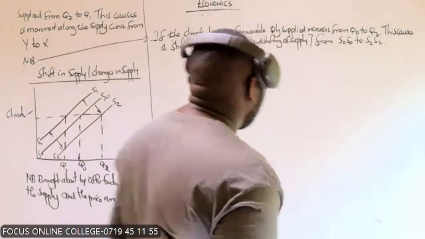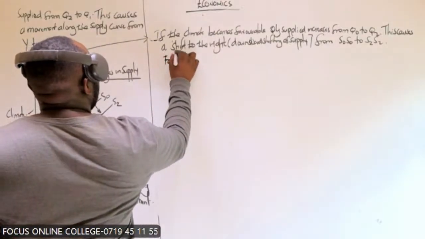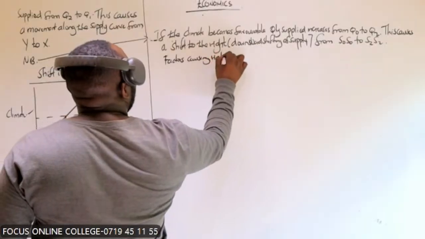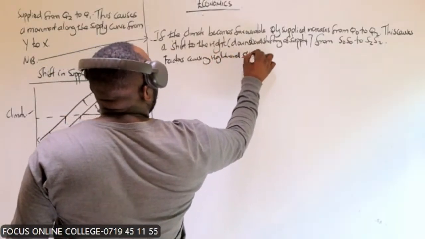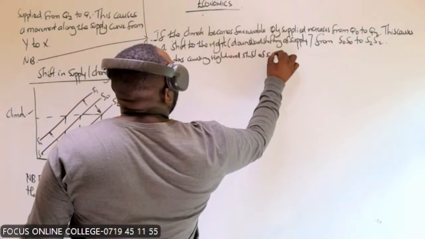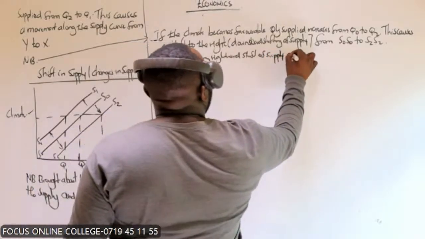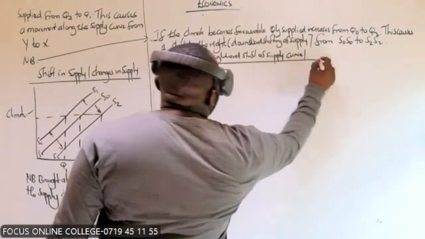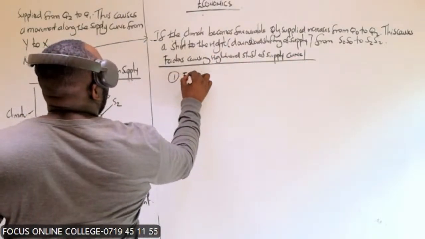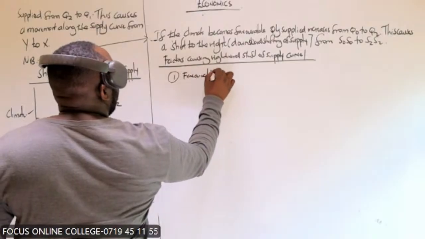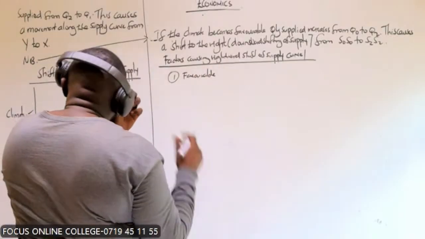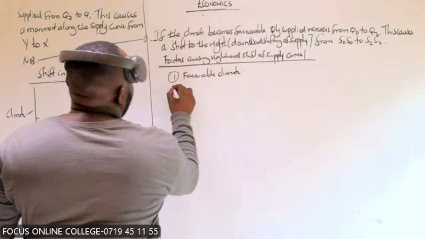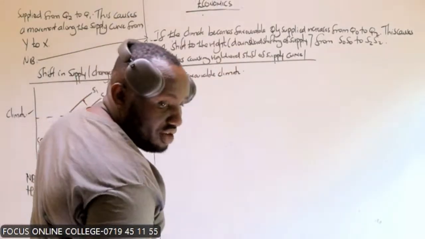So then we talk about factors causing the rightward shift of the supply curve, which is the same as the downward shift of the supply curve. We talked about favorable climate. So we have number 2, favorable climate.